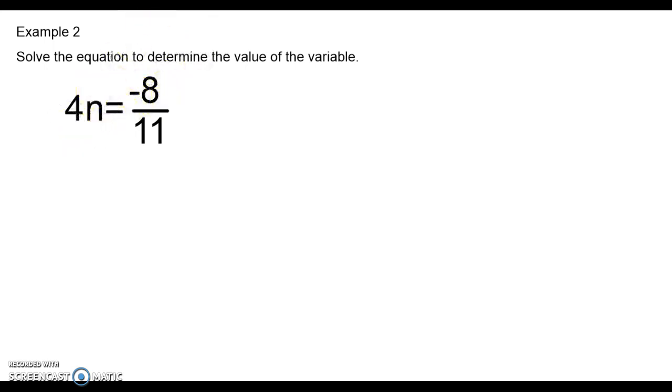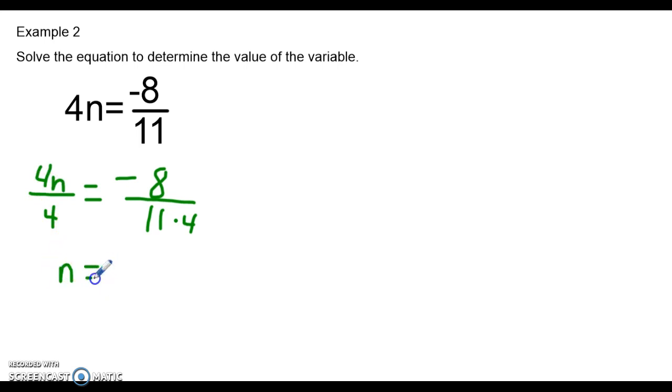Here, I'll tell you what, let's rewrite this. The second step first. Okay, so we got 4n divided by 4 equals -8 over 11. And notice we're dividing by 4 here, so we're going to divide by 4 over here as well. It goes right in the denominator. Okay. Over here, 4 over 4 is essentially 1. So we're left with 1n or n. And over here, we've got -8 over 44. Right? Because we're going to multiply on the bottom these two numbers.